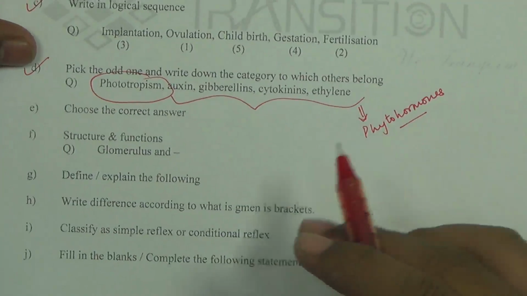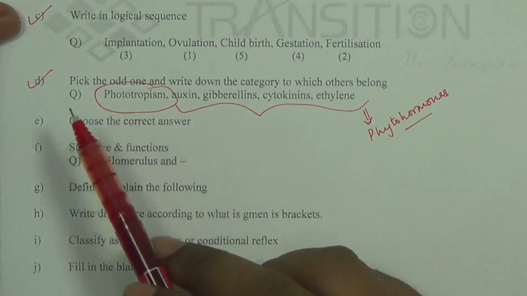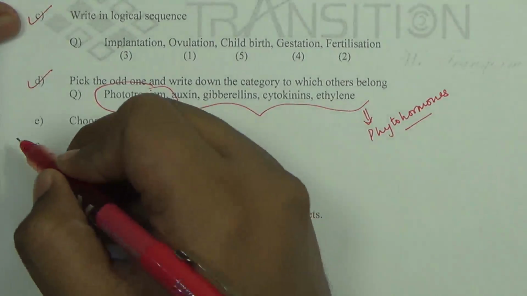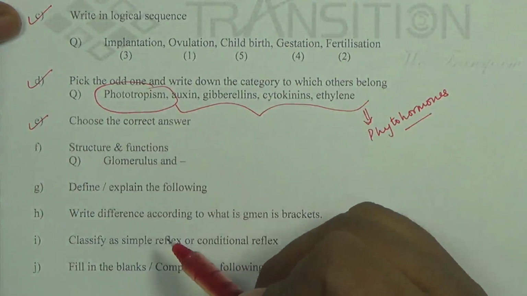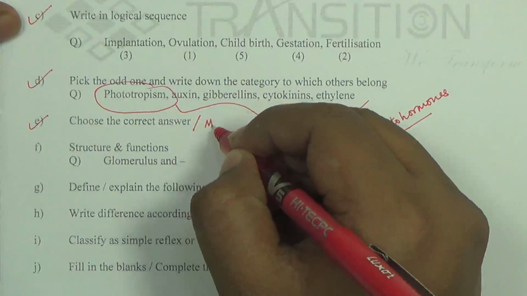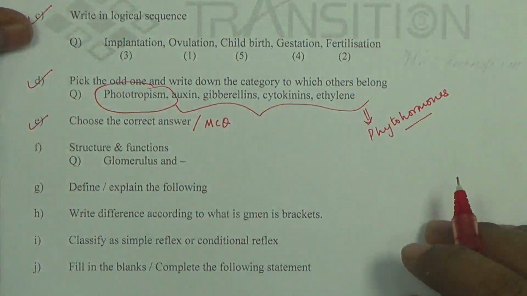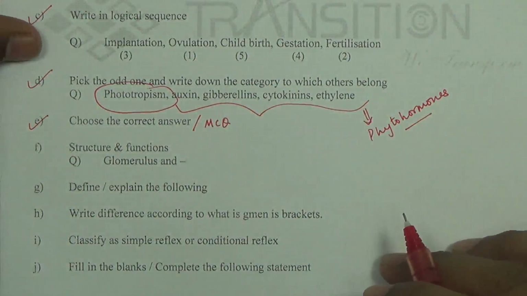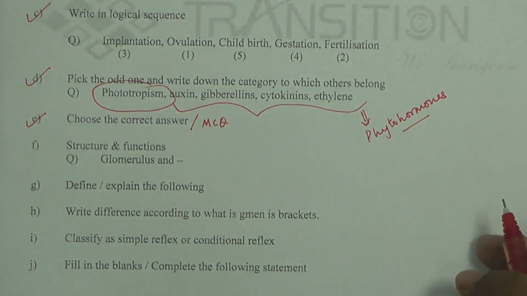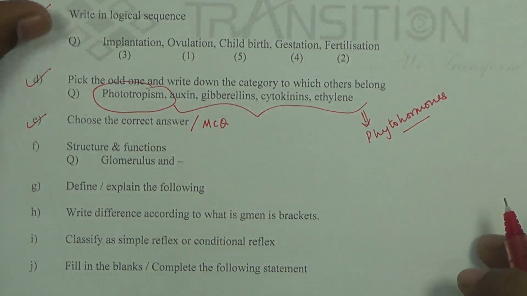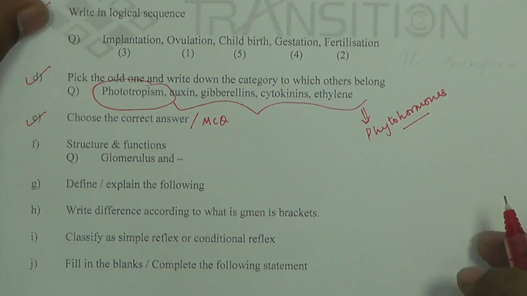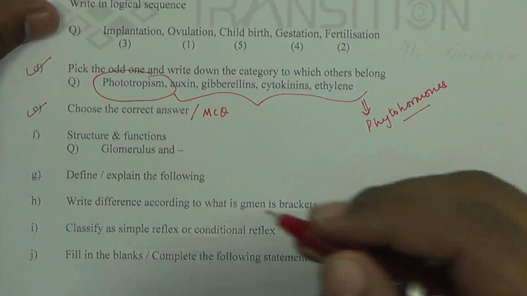So this is another type of question that can come. Then you might have to choose the correct answer, otherwise called MCQ. There will be 4 options and you have to tick the correct option, or otherwise write the correct option in your answer script. Next is structure and function.